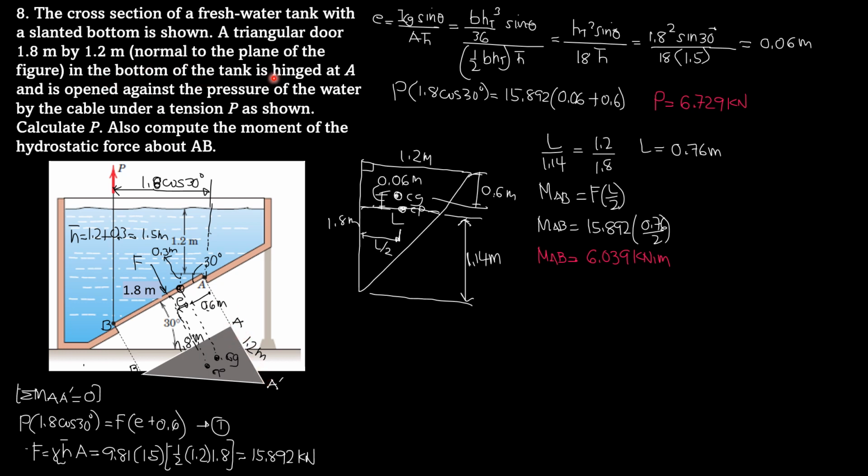The bottom of the tank is hinged at A and is held closed against the pressure of the water by the cable under a tension P as shown. So calculate P. Also compute the moment of the hydrostatic force about AB. So we have to locate the center of pressure both along the plane of the gate and horizontally. So remember the principle: F acts and passes through the center of pressure.